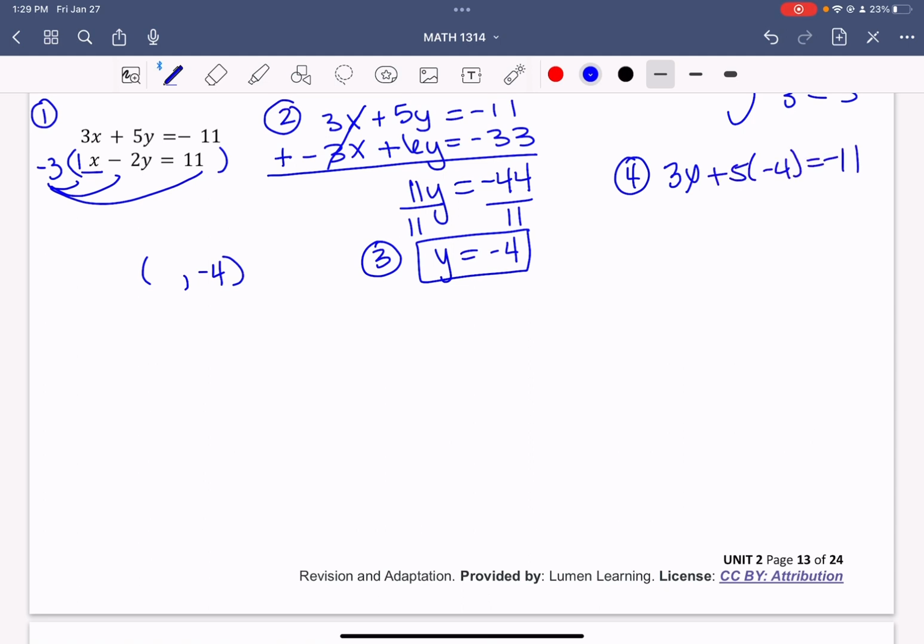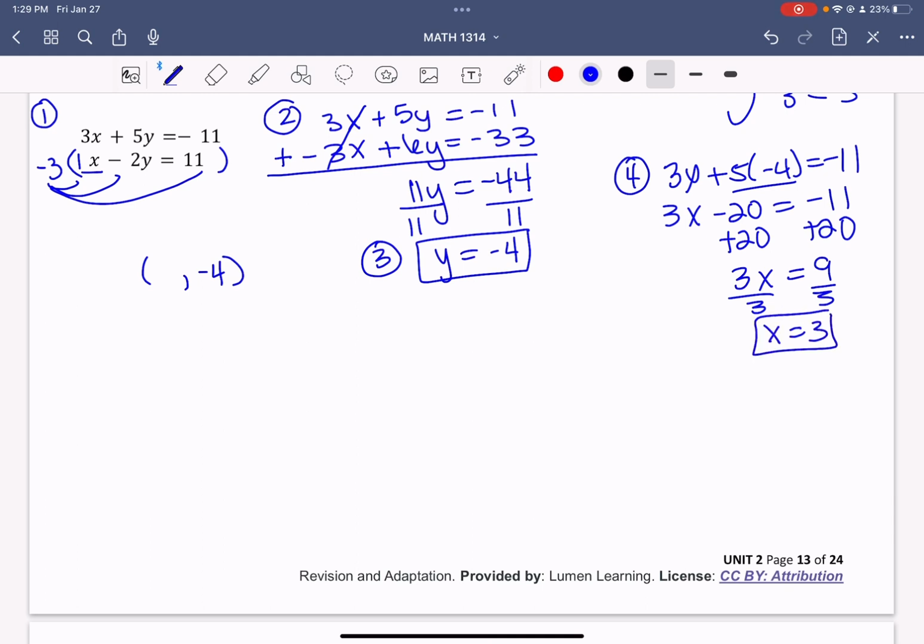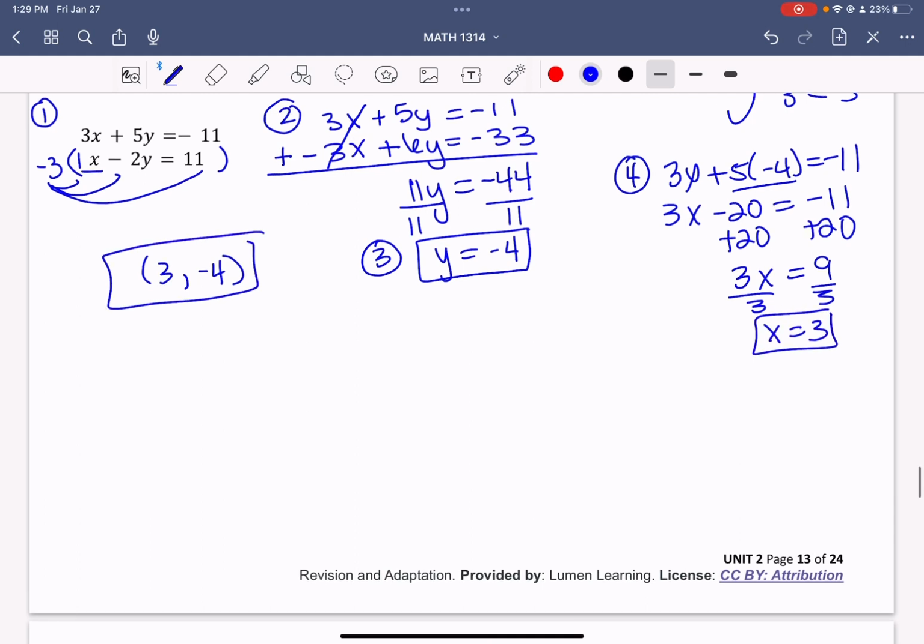So 3x plus 5 times -4 equals -11. I'm going to solve for x. 3x minus 20, I just multiplied those two together, equals -11. I'm going to add 20. That gives me 3x equal to +9, and divide by 3. So x is 3. So now I have my ordered pair of (3, -4).